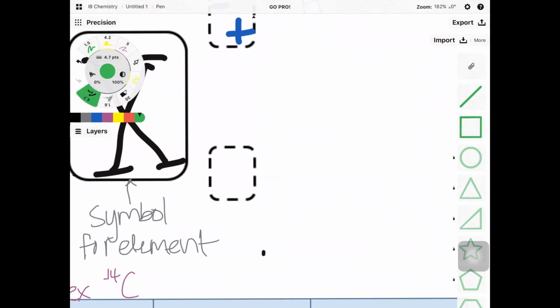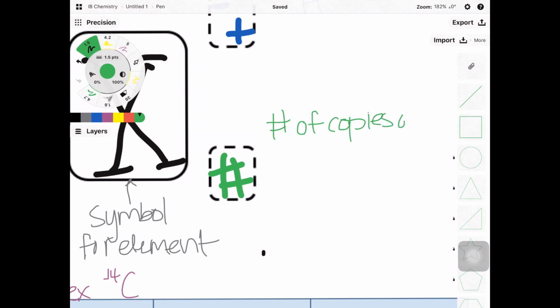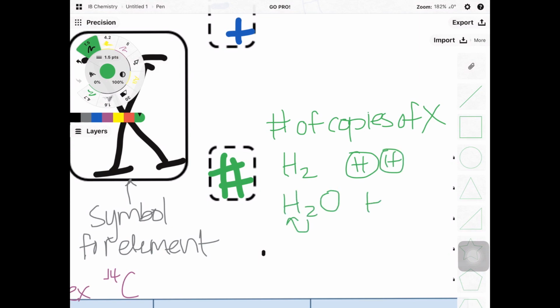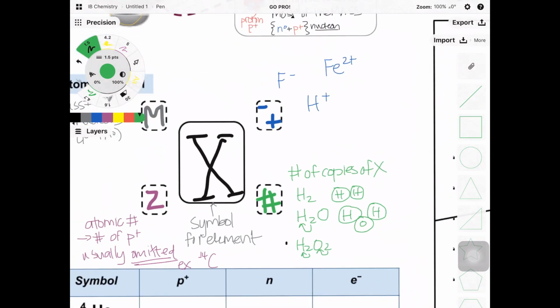At the very bottom, there's sometimes a number, and that tells us the number of copies of this particular element. So if we have, for example, H2, it means that we have 2 hydrogen atoms that are bonded together. If we have H2O, we have 2 hydrogen atoms and 1 oxygen atom all bonded together. You get the point. You know what happens if it's H2O2.